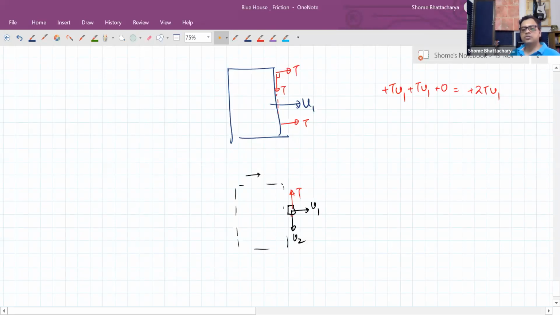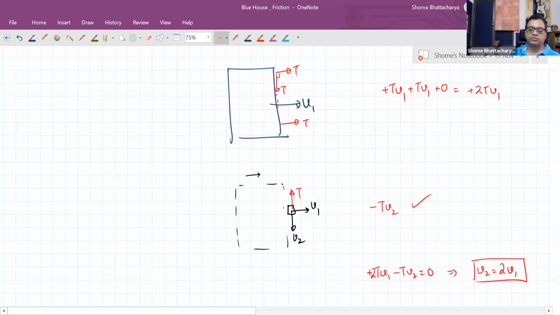thread attached like this. So how much is the power delivered? This T dot B1 is 0, T dot B2 is minus T. So that is the net power delivered. So now the sum has to be 0. So plus 2TV1 minus TV2 has to be 0. So this is all the working that you have to do actually. Once you get familiar with this concept, this is all the working that you have to do.